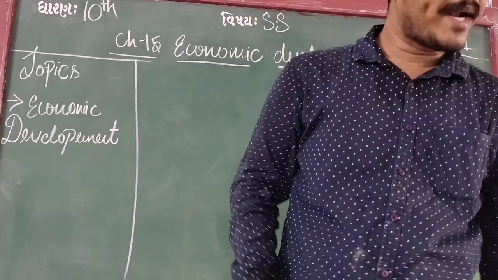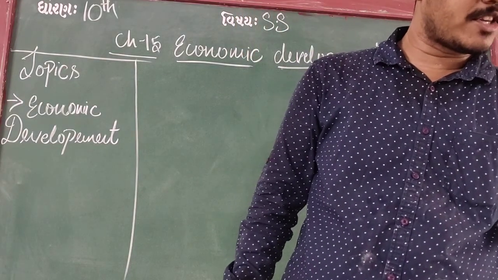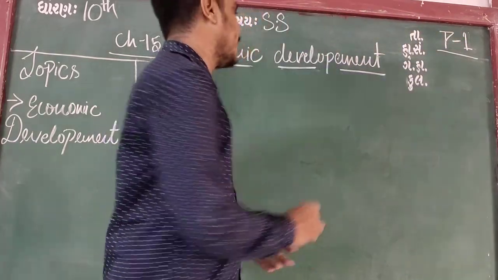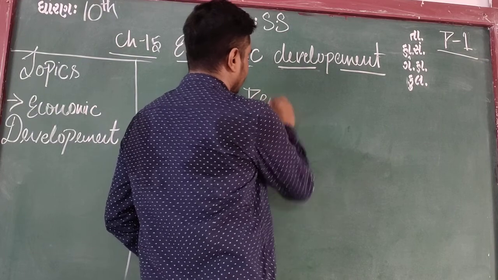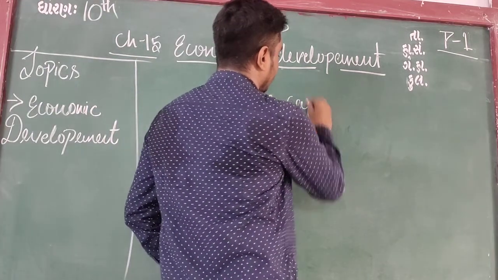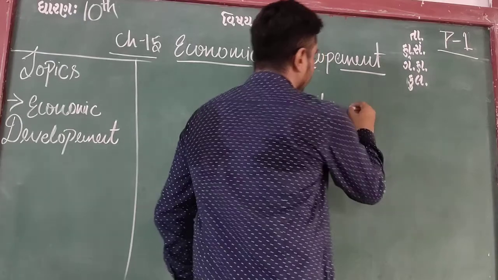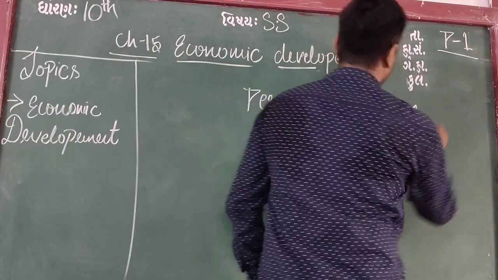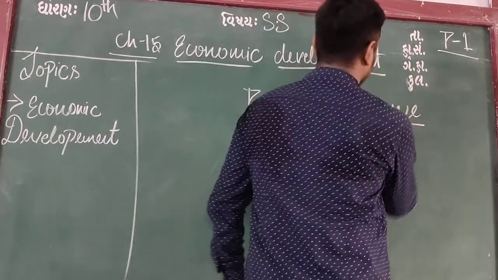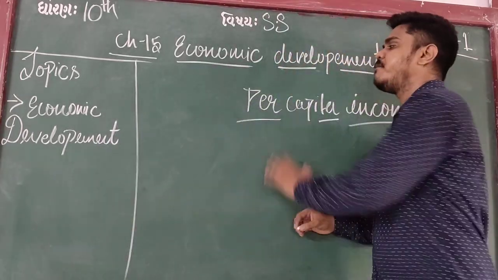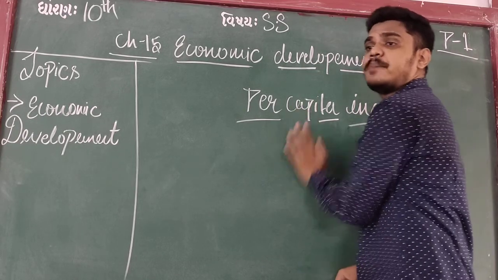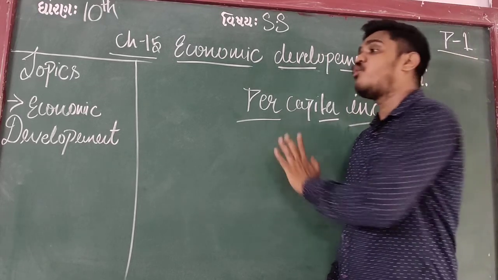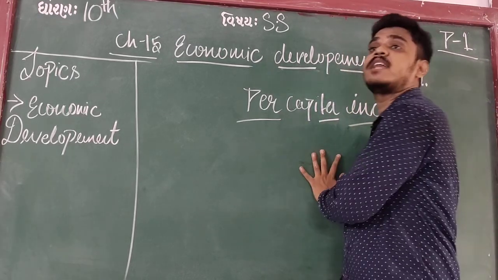Now, by dividing the national income of the country by the total population of the country, we get per capita income. This is the most important question and is asked for 1 mark. So prepare it very well: what is per capita income and how it can be calculated.